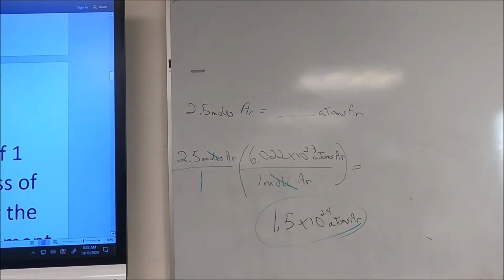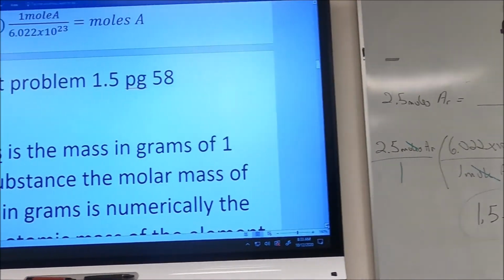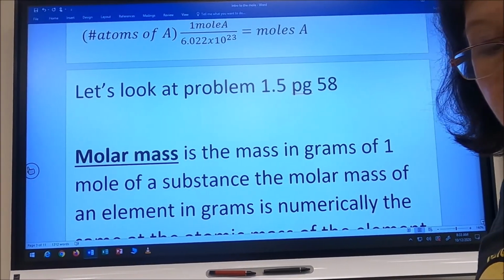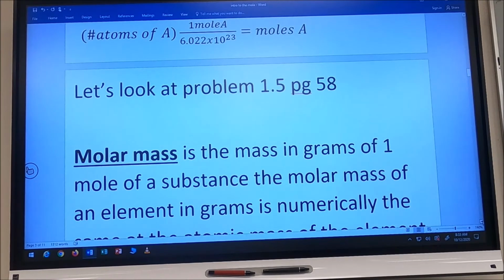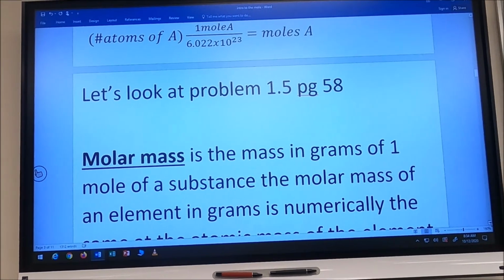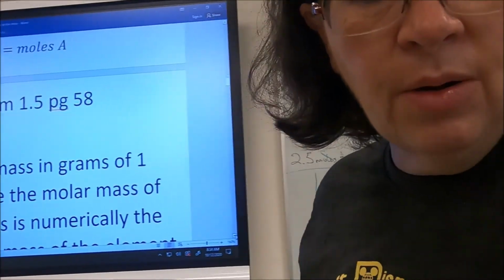We can also go the other direction. If I've got atoms of something, I can then say that 1 mole of whatever that is over 6.022 times 10 to the 23 of whatever the item is gives me moles of that material. So let me show you a problem here.